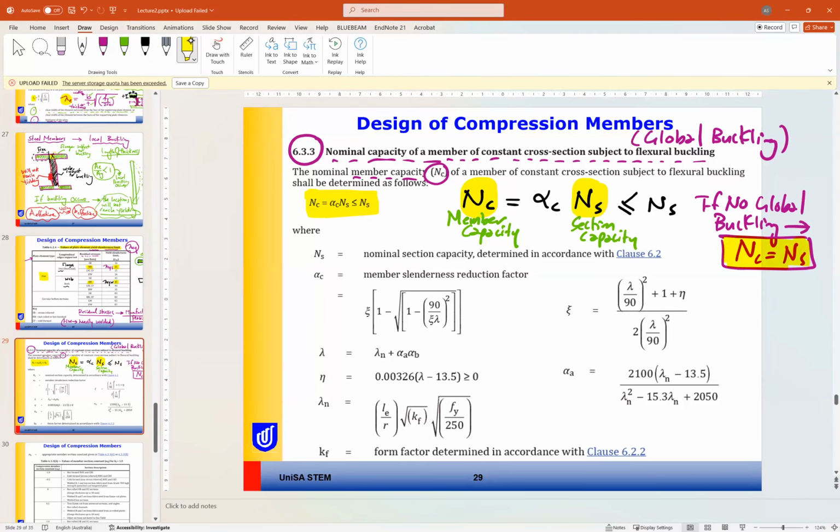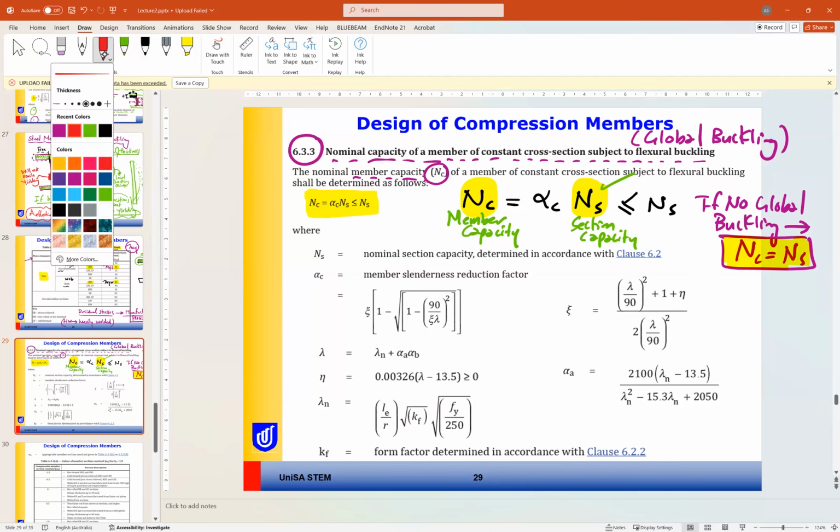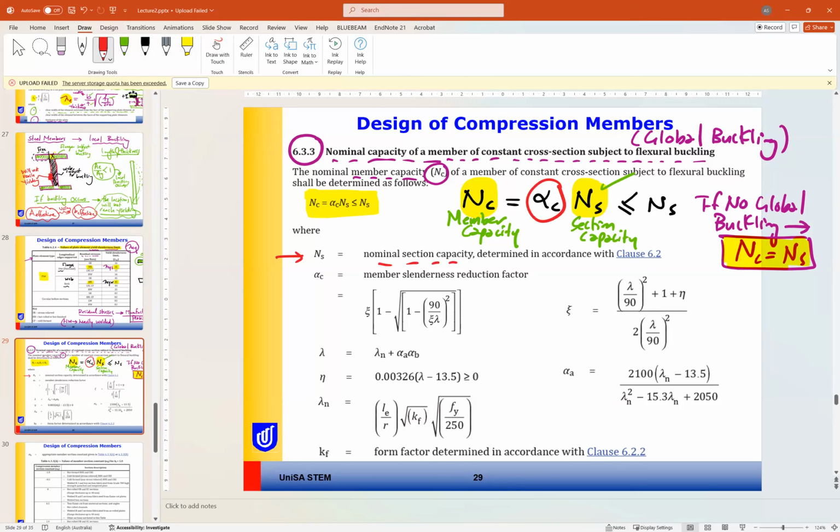So now let's consider what we need to find. We already can find this from before. So our role now is to find alpha C. How can we find alpha C? NS, again, nominal section capacity, determined as before. Alpha C is the member slenderness reduction factor. There are two methods to find alpha C. The first method is to find it using this formula, so alpha C equal to zeta 1 and so on, where zeta equal to lambda over 90 squared and so on.